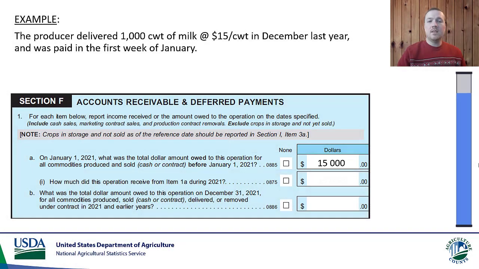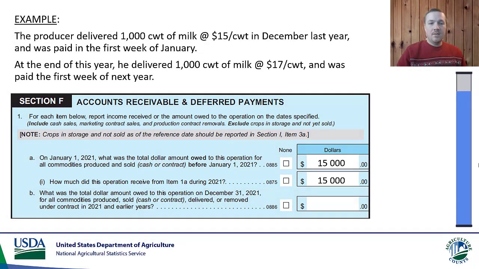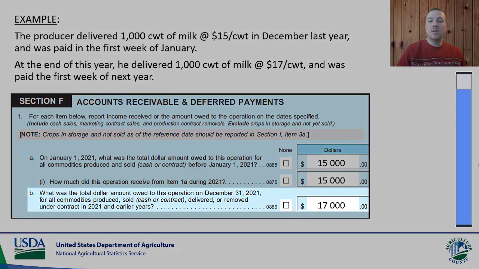Next, out of the $15,000 he was owed at the beginning of the year, how much was paid back to him during the year? All of it. So record $15,000 in the subset question. At the end of our reference year, he delivered 1,000 hundredweight of milk at $17 per hundredweight and was paid in the first week of next year. So he was owed $17,000 on December 31st for milk sold during our reference year. Record $17,000 in 1B.